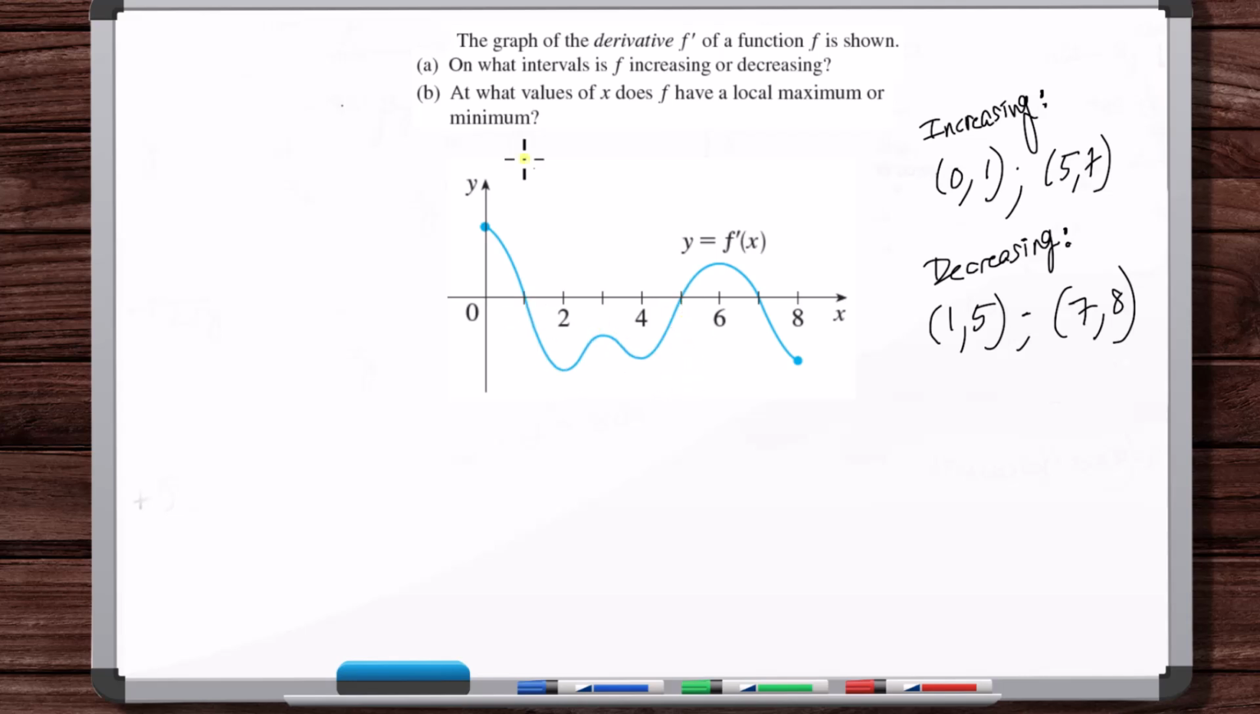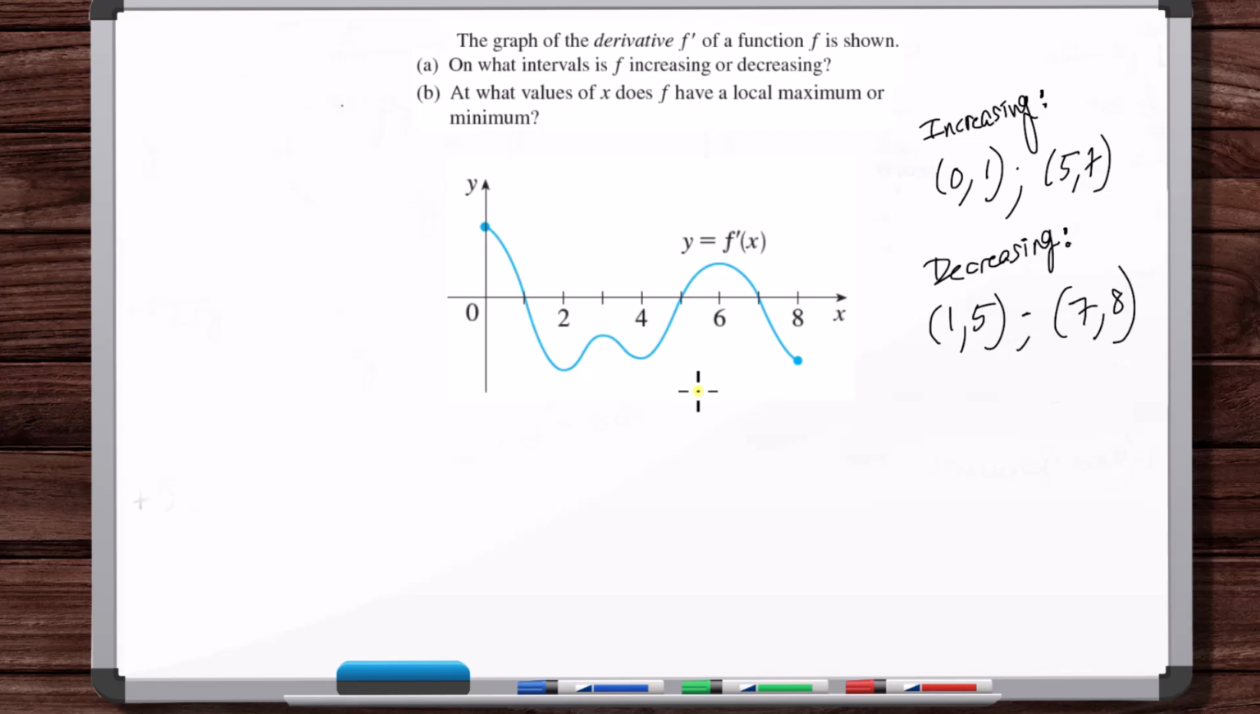Doesn't mean anything. At what values of x does f have a local max or min? Oh, well, right here, here's two local mins. And here's a local max. Wrong. This is the derivative. You have to think about the conditions for a local max or min. If there's going to be a local max or min, it's going to be at a critical number of the function, 100%.